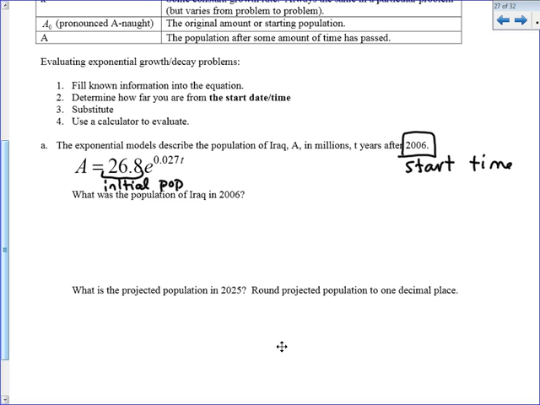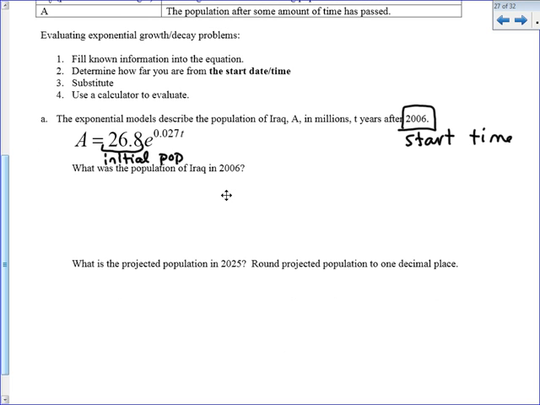So if you're ever asked for the population at whatever your start time is, it's in your equation. It's the number in front of the e. The other way, if you wanted to do work for this, which, don't do work if you don't have to.